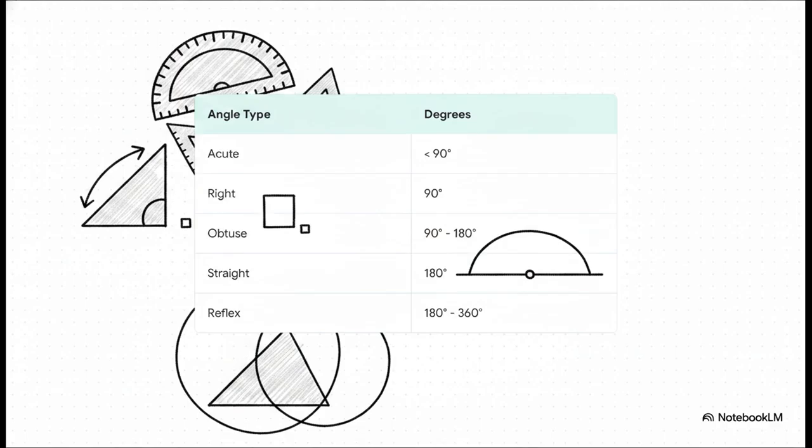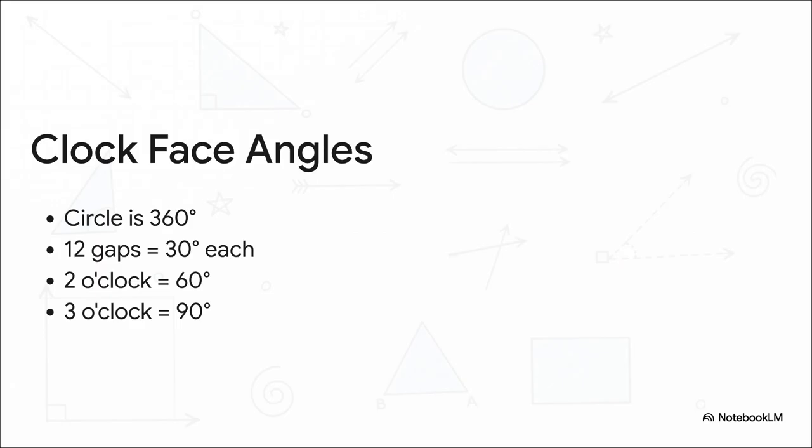Okay, so if the turn is tiny, more than 0 but less than 90 degrees, that's an acute angle. If it's a perfect quarter turn, exactly 90 degrees, boom, right angle. Keep opening it up between 90 and 180, and you've got an obtuse angle. Make it a perfect half turn, giving you a totally flat straight line. That's a straight angle sitting at exactly 180 degrees. And if you somehow keep turning it past that straight line, anywhere between 180 and 360, we call that a reflex angle. Let's actually apply this to something you probably look at a dozen times a day.